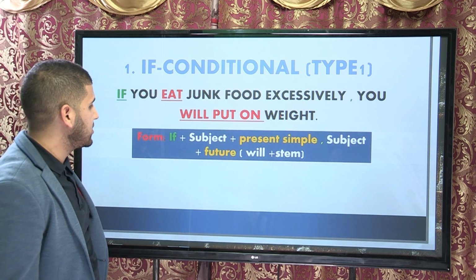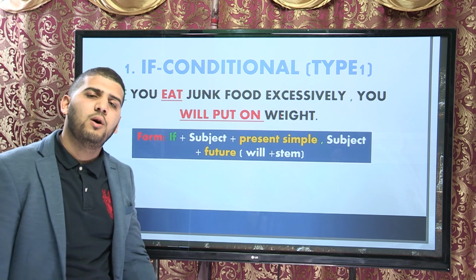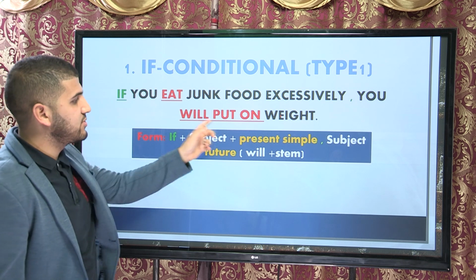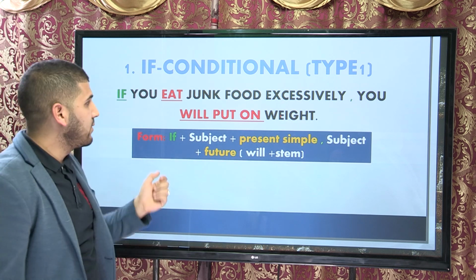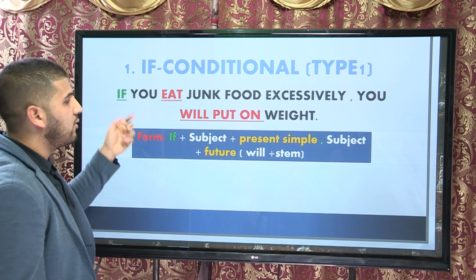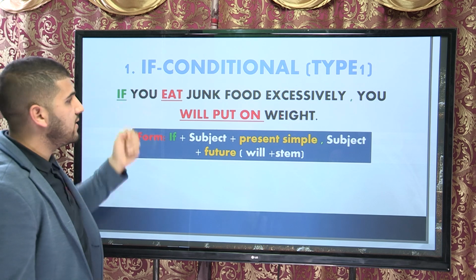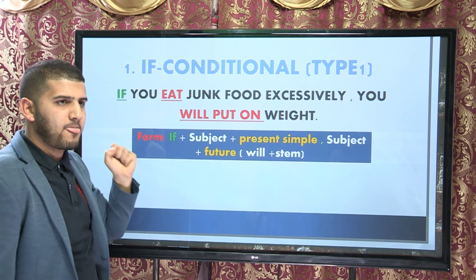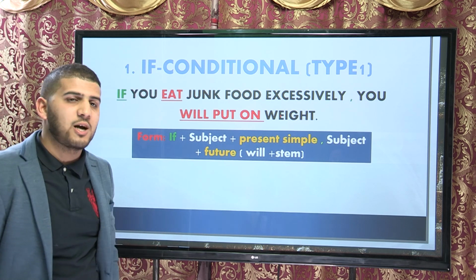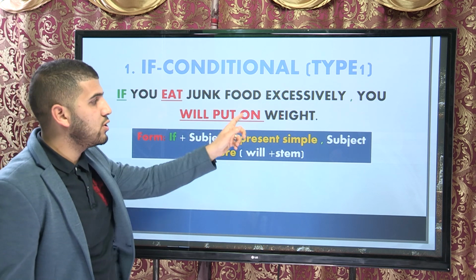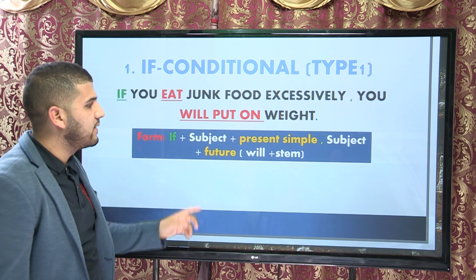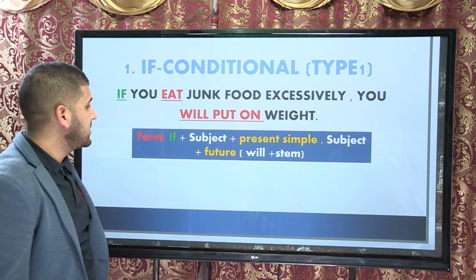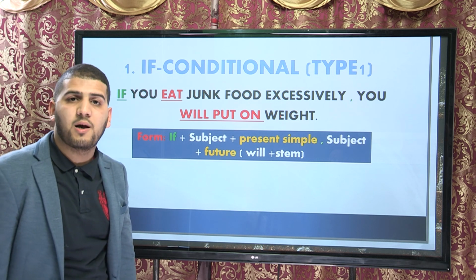To answer this question, you need to consider the following form of using if conditional type 1. If plus subject plus present simple. The verb which comes after if is conjugated in the present simple: if you eat. And the verb in the second clause, will put on weight, is conjugated in the future, meaning will plus stem. This is the form of if conditional type 1.